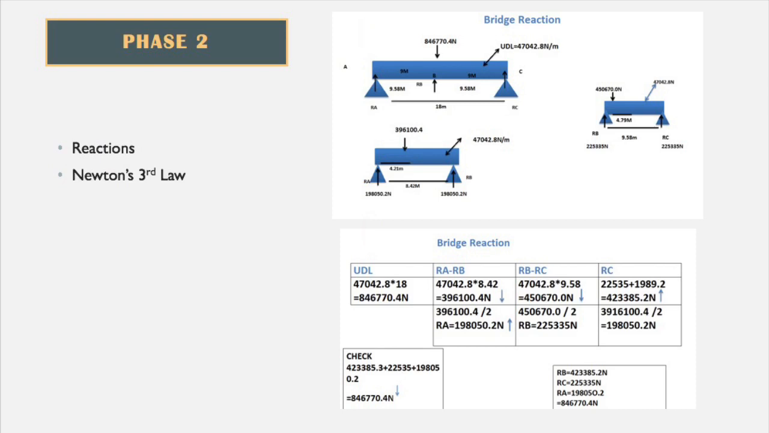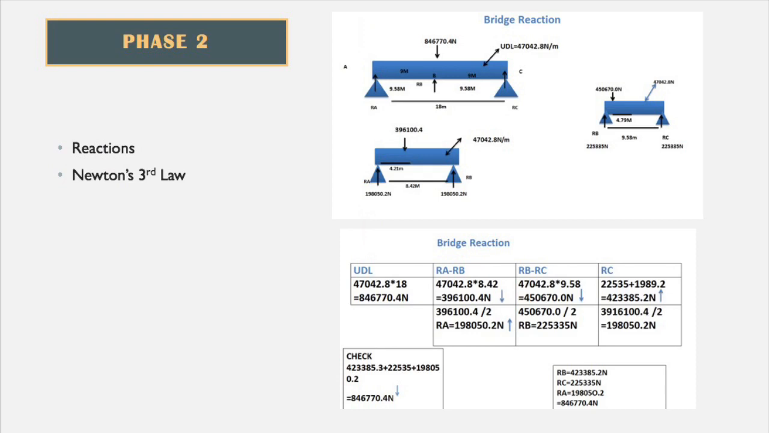We then calculated reactions from support RA to support RB. We multiplied the UDL by the length between RA and RB. We then divided this by 2 as there are two supports, which then gave us 198,050.2 newtons for RA, and at this point RB being the same.